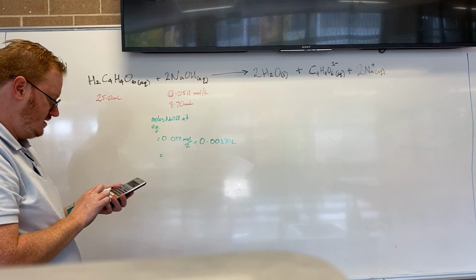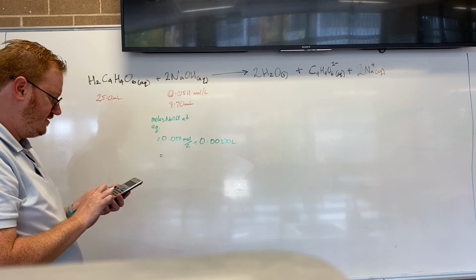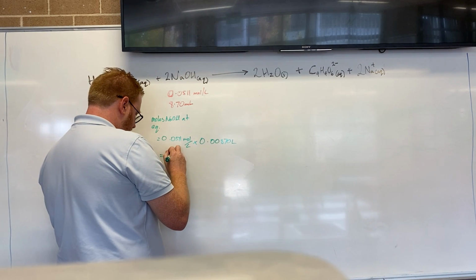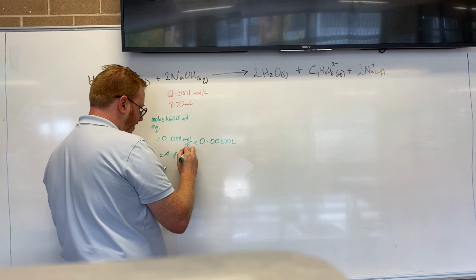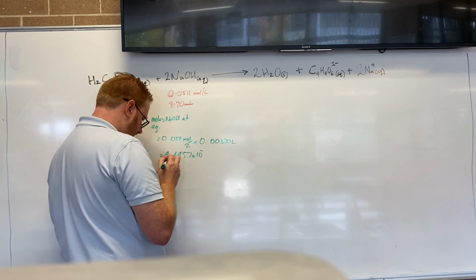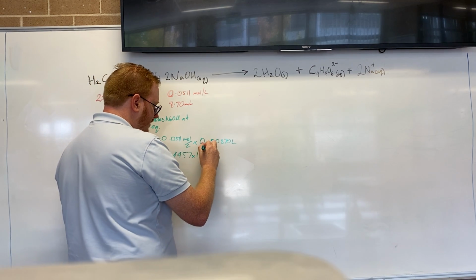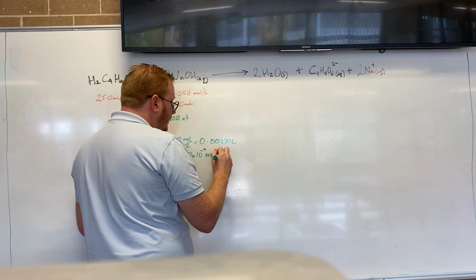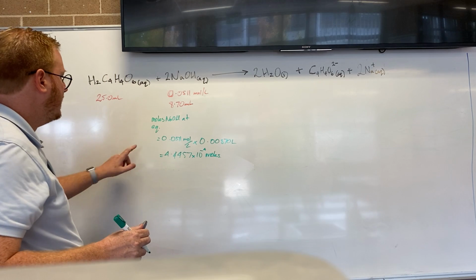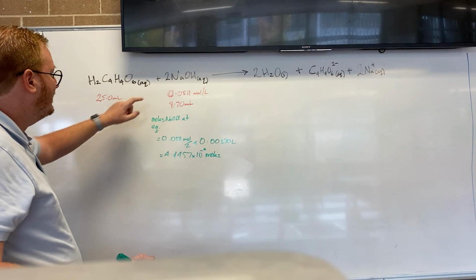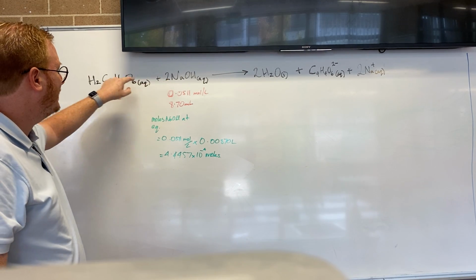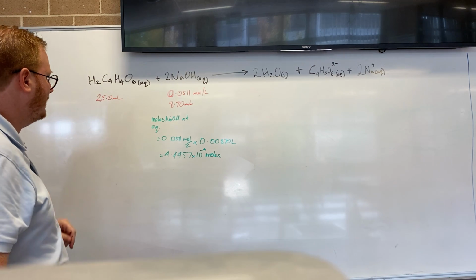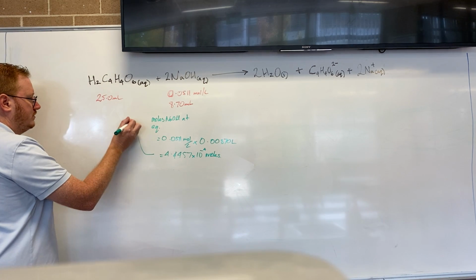In our calculator, 0.0511 times 0.0087, so I get 4.4457 times 10 to the negative 4 moles at equivalence. Okay, now that we know how many moles of this there was at equivalence, we can work out how many moles of that there was at equivalence.